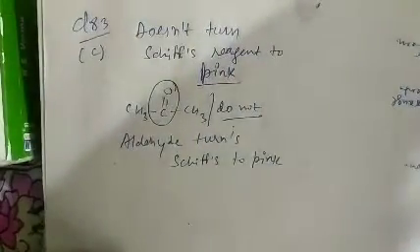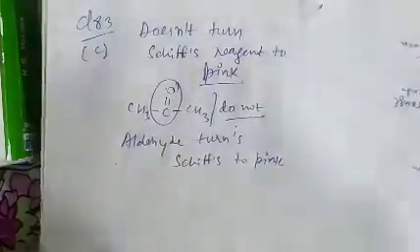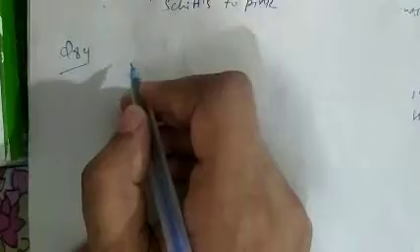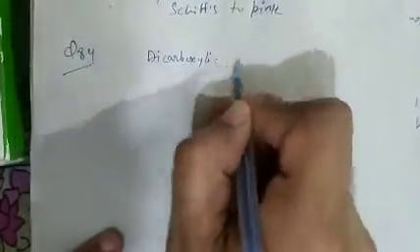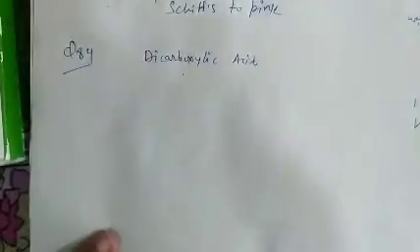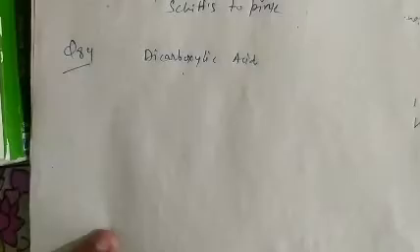See question number 84. In question number 84, what is given there? Question number 84 is basically: which dicarboxylic acid, in presence of a dehydrating agent, is least reactive to give anhydride?